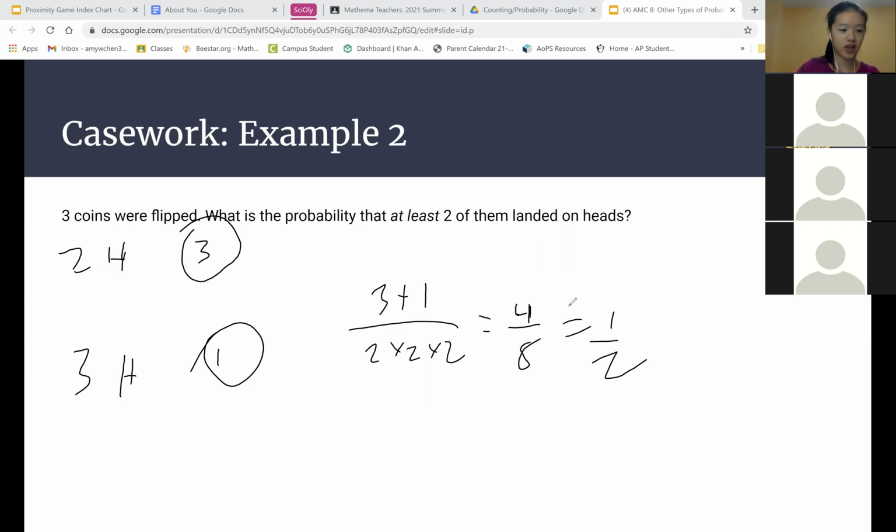Does anyone have any questions? How did he do it exactly? Instead of finding the probability for each case, he found just the number of outcomes for each case. So for 2 heads, he found there were 3, and for 3 heads, he found there was 1 way to do this. Then he added them up, 3 plus 1 to get 4, and divided by the total number, which is 2 times 2 times 2, 8. So 4 over 8 equals 1/2.